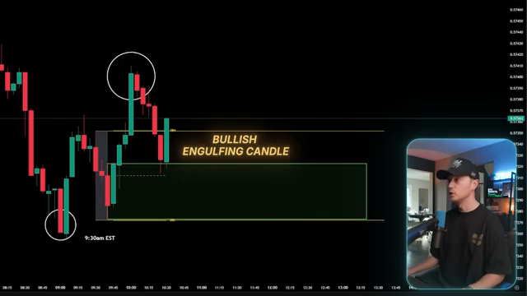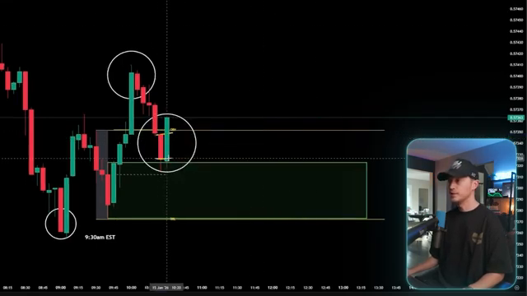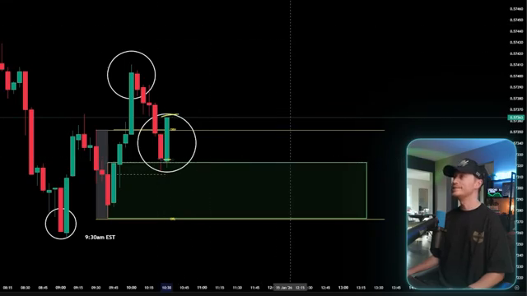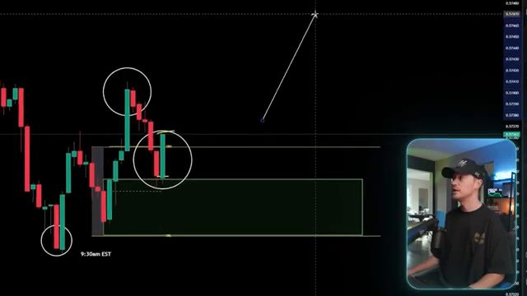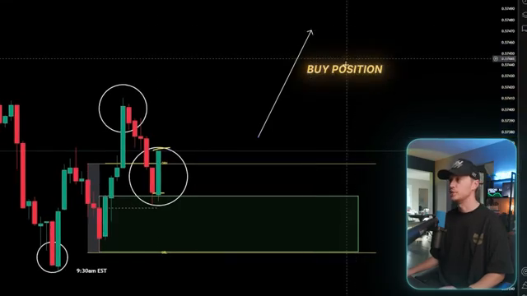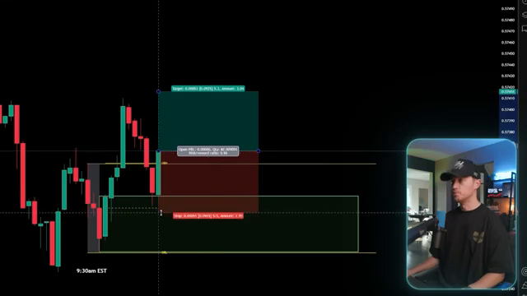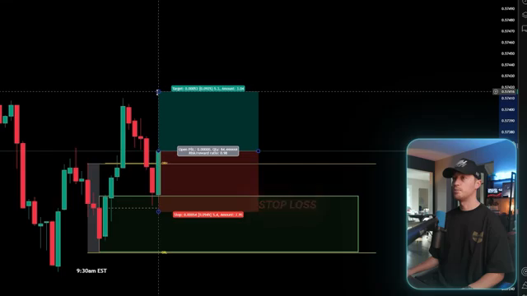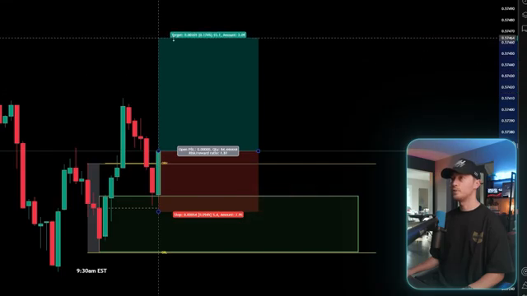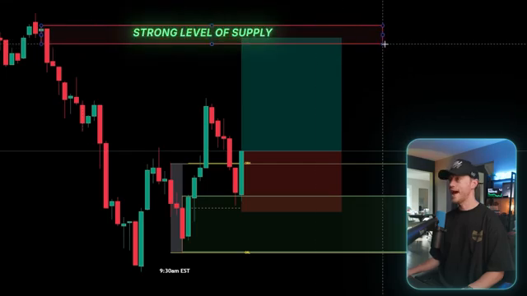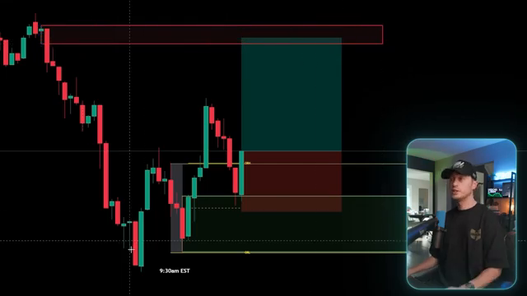It gave me a bullish engulfing pattern. The red candle right here is engulfed completely by the green candle right here, which is the next step of momentum telling me I want to place a buy position. So on that candle closure, I'm going to get into the trade. I'll have my stop loss below this recent level here, and I'll put my take profit all the way up here because we have a strong level of supply that I may get a reaction off of. So this trade is ready to go.